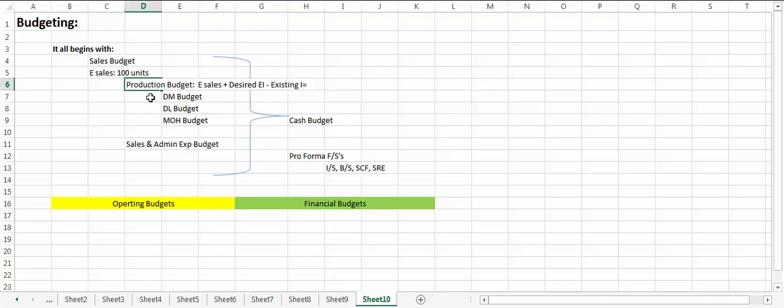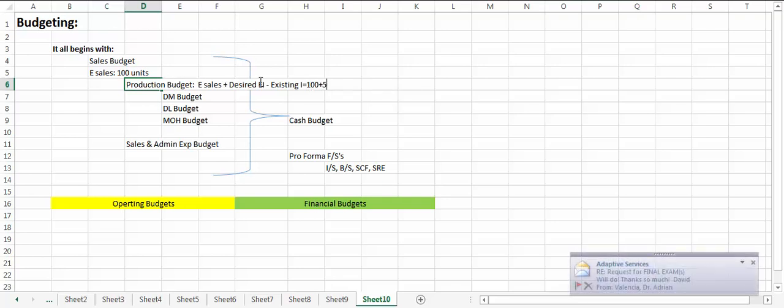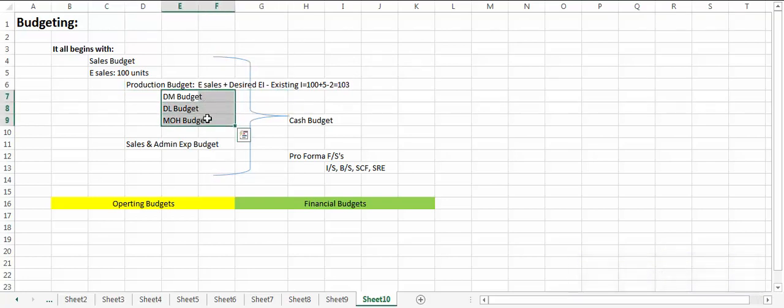So just to give a quick number here, if we were estimating the production budget, I would at least have 100 from expected sales. So that would be 100 here. And let's just say that we want to have 5 units extra. Then I would add 5, and say that we currently have 2 in inventory. So my production budget would be for 103 units. And this is important because your materials, labor, and overhead budgets are based on the production level of 103, the expected production level of 103, not necessarily the 100 units that you plan on selling.